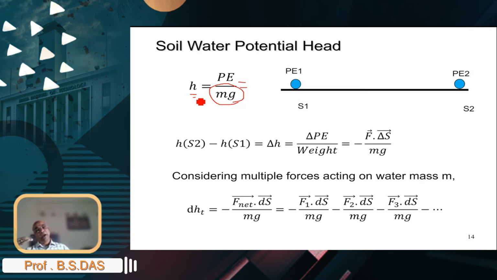So essentially the rise of water that we saw in a capillary tube is indeed a potential energy per unit weight. And so similar to potential, we could therefore think about a potential head, and again do the same thing. We have a potential head S2, a potential head S1, and you could think about this potential energy in terms of this work done, the dot product of the two vectors, the force and the displacement vector delta S, and of course you divide that by mg.